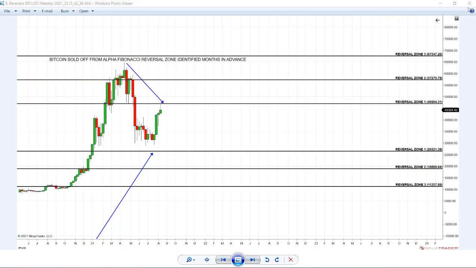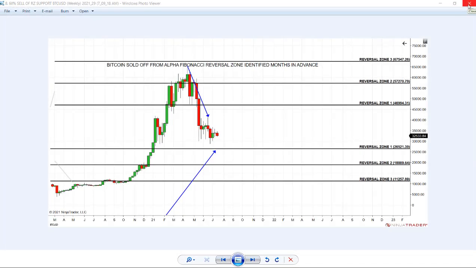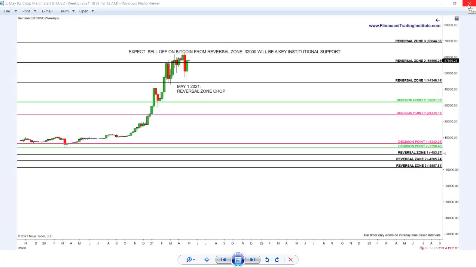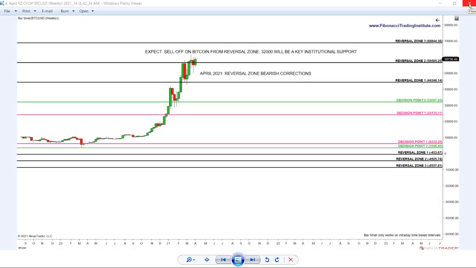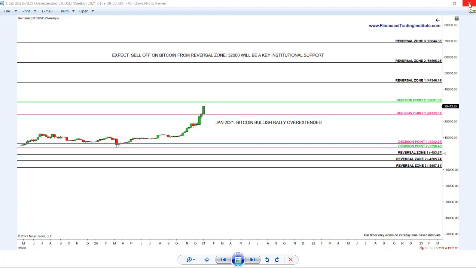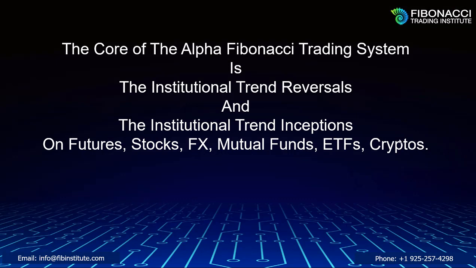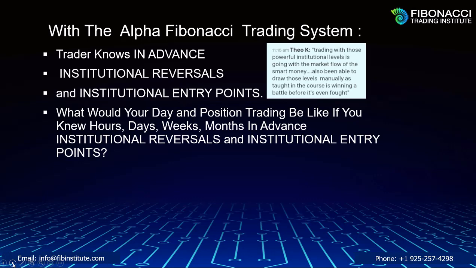So please understand each and every day on each and every trade, indicators are delayed. Alpha Fibonacci system is predictive and precise. You can trade anything you choose. With Theo, I work currently, and this is a basic concept. As he shares, trading with those powerful institutional levels is going with the market flow of the smart money, no matter how small or large your account is.